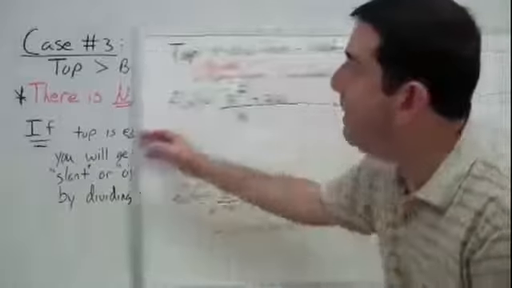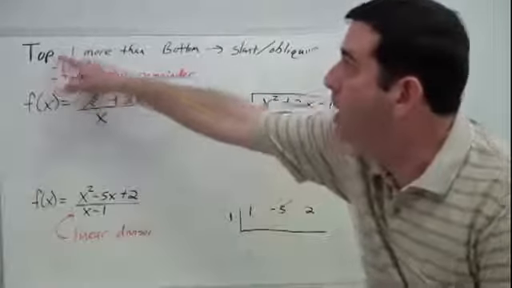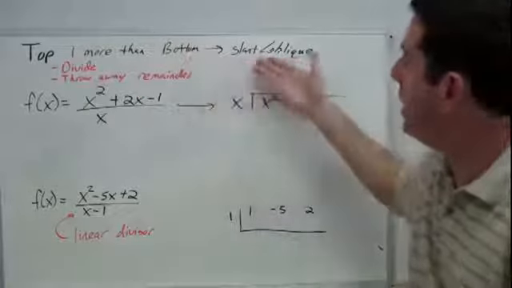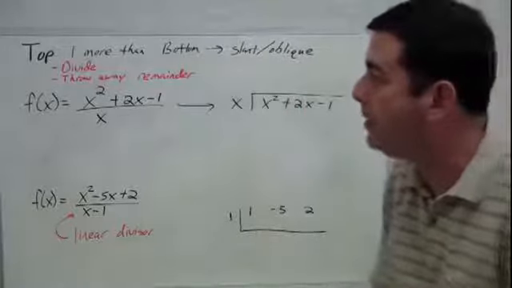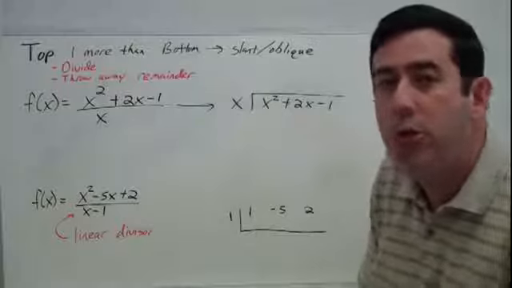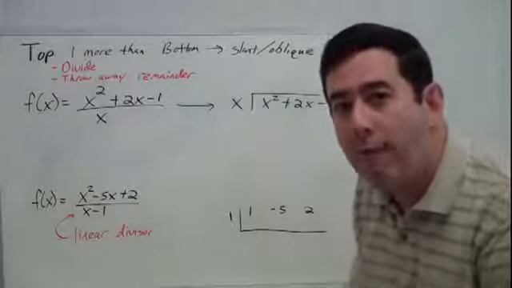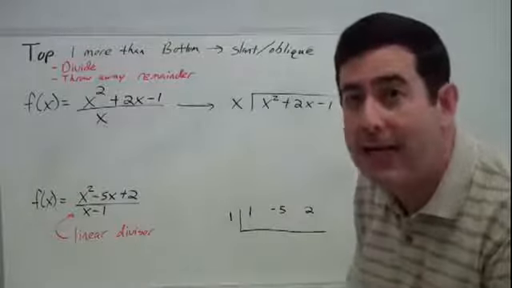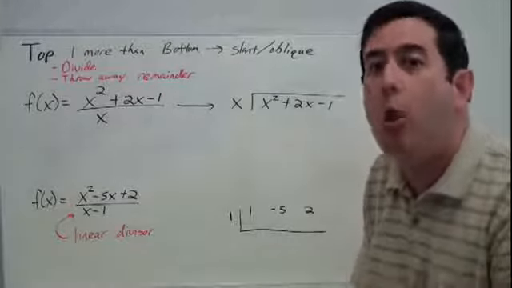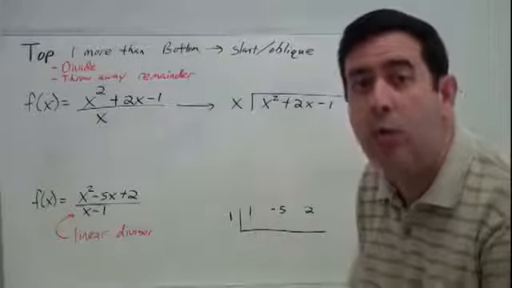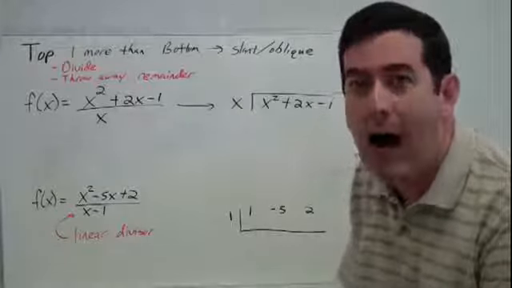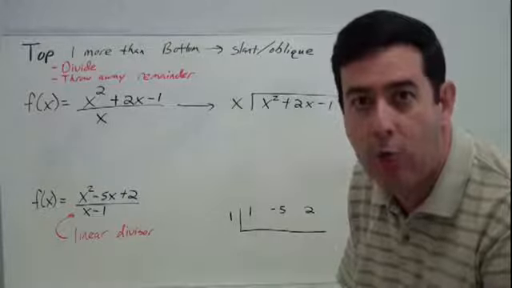Let's look at some examples of case number 3, where the top is exactly 1 more than the bottom. This will give us a slant or oblique asymptote. To find the equation of the asymptote, all I want to do is divide. Remember that what a fraction means is that we're dividing the top by the bottom. When I do this division, we'll throw away whatever remainder we have, and the equation of the slant asymptote will be y equals whatever our quotient was.